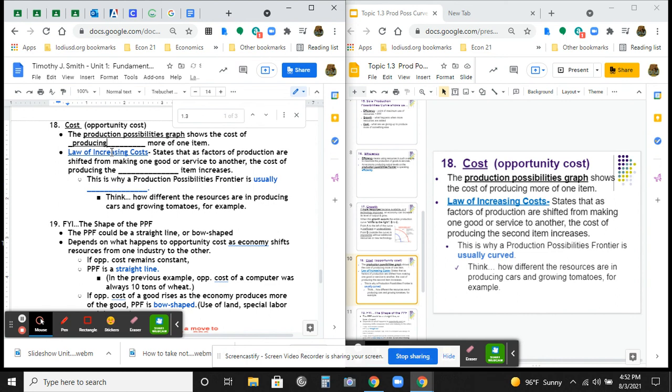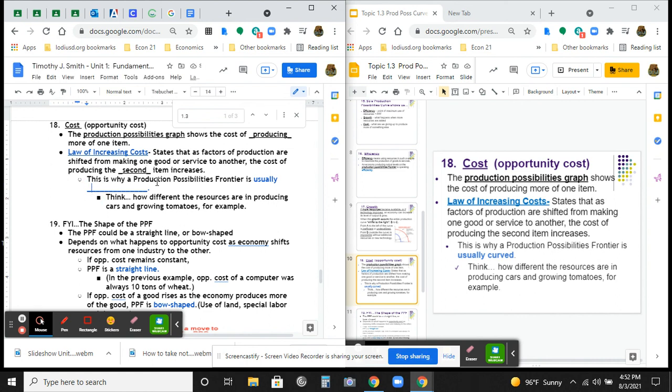I'll refocus here. Okay. The production possibilities graph shows the cost of producing one more of any item. When you have the law of increasing costs, this is what we're saying: your factors of production are shifted from making one good or service to another. The cost of producing the second item increases. Basically, you're getting a trade-off. So, yeah, you could make more computers, but then you'll produce less wheat. Or you could make more wheat, but then you'll produce fewer computers. It's a trade-off.